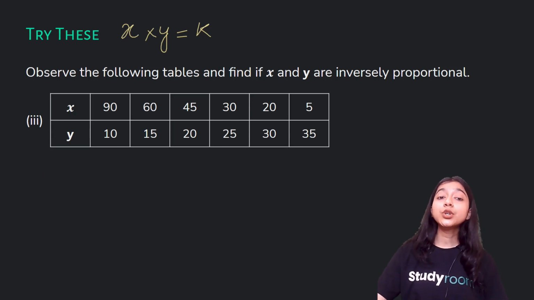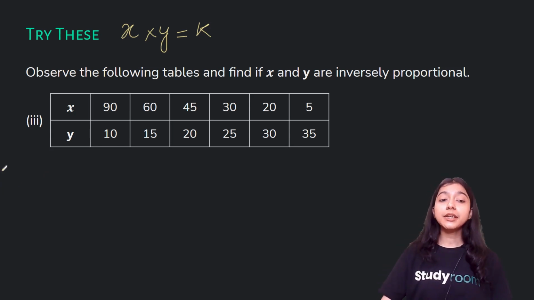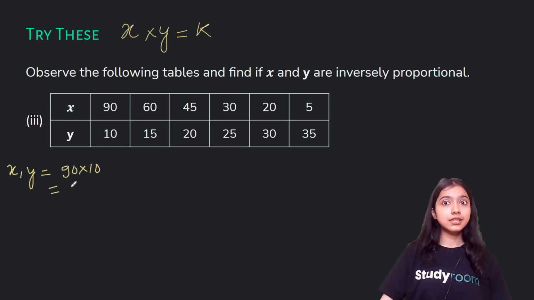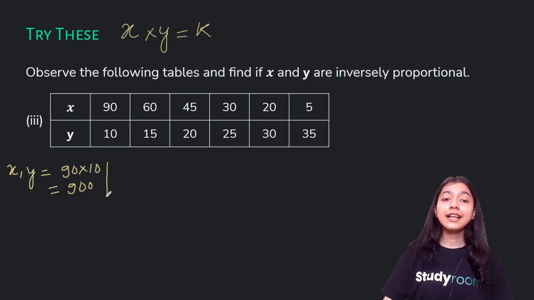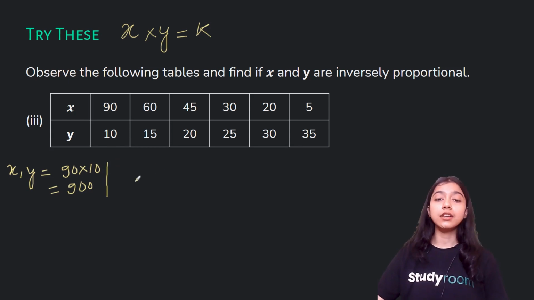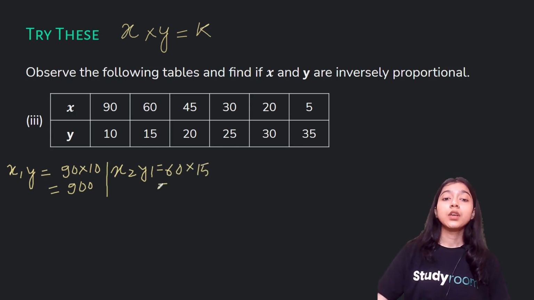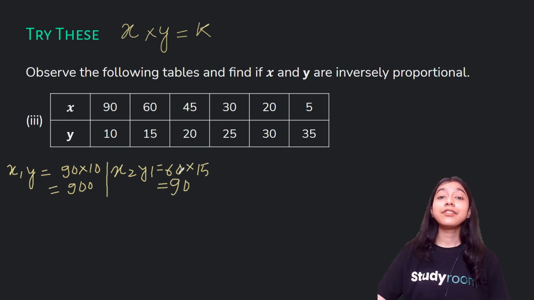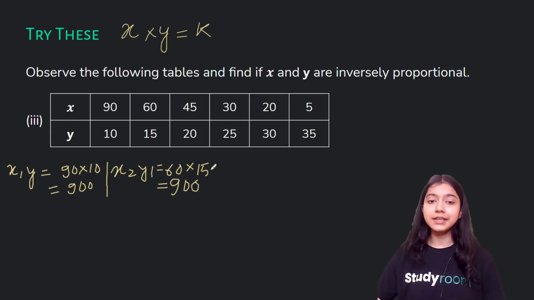In the first case, the value of x1 is 90 and y1 is 10. So let's multiply. From here we get x1 y1 is equal to 90 multiplied with 10, which gives us 900. Now let's calculate for the second value. Here we have the value of x as 60 and y as 15. So x2 multiplied by y2 is 60 multiplied with 15. Now 15 6 times gives us 90 and then we have a 0. So we get 900 in the second case as well.